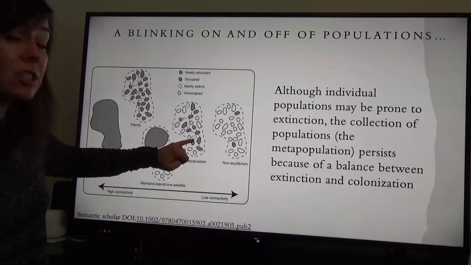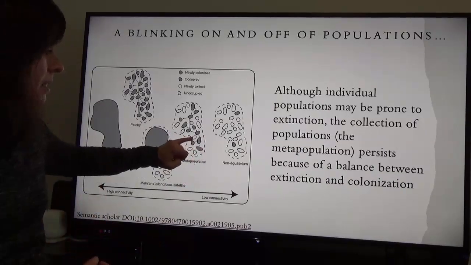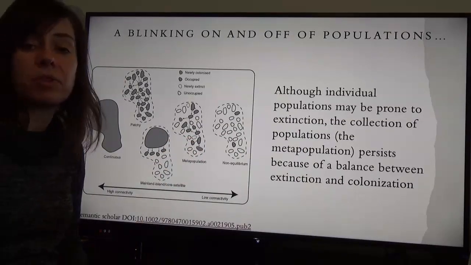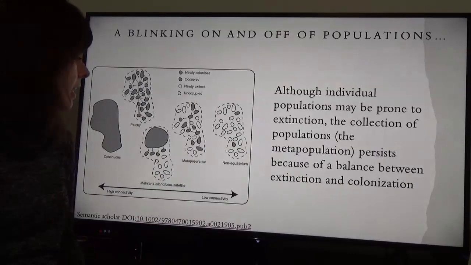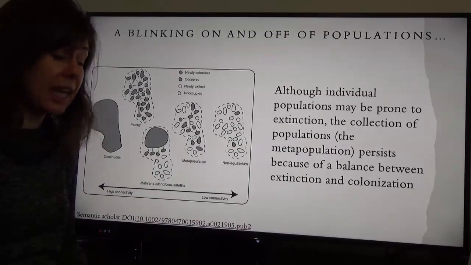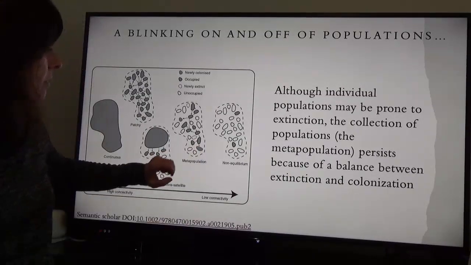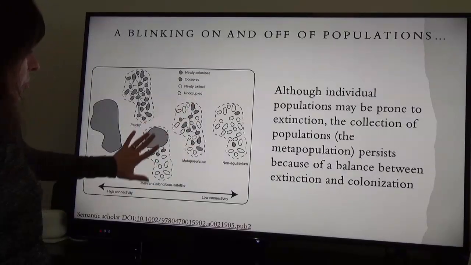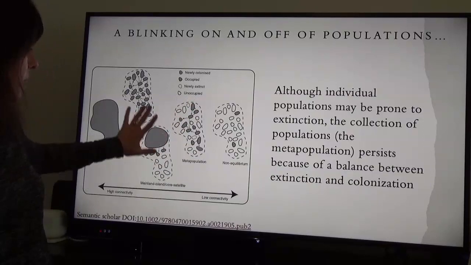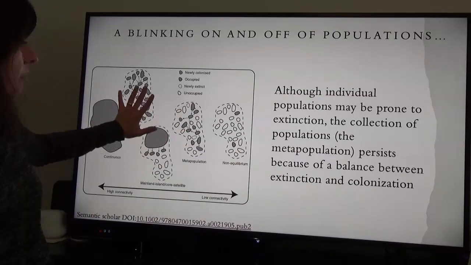We also have populations that blink off. So this is the blinking on, this is the blinking off. These are patches where local extinction has recently happened, and that population blinks off. Okay, so this is our idea of metapopulation compared to these other types of population dynamics.